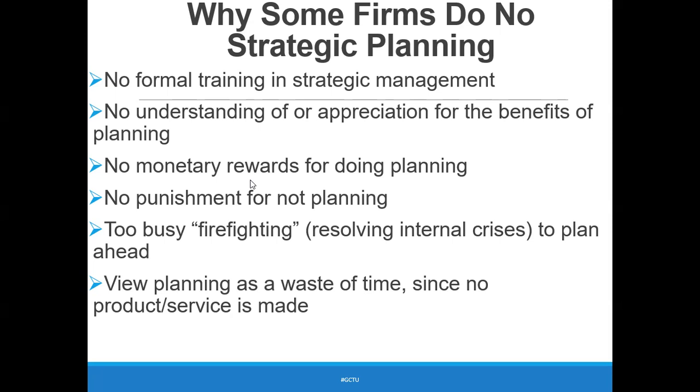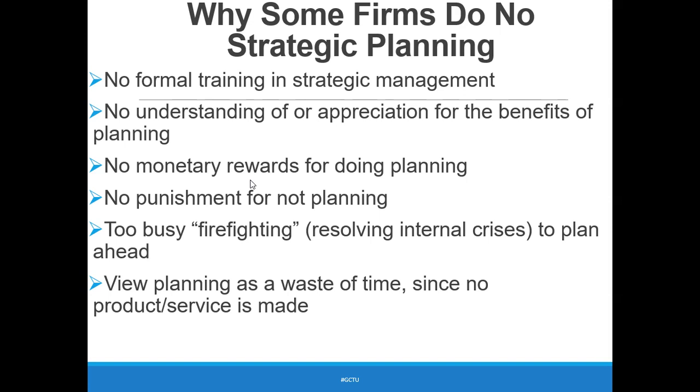The first one is that when individuals in the organization do not have a formal training in strategic management, then there is no likelihood that they are also going to implement it. After all, the thing is garbage in, garbage out. If you do not have any knowledge about it, it will be difficult for you to implement it as experts and erudites will expect you to do. So that is one of the reasons.